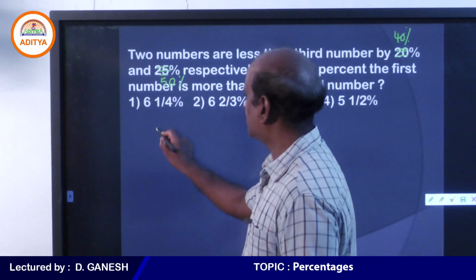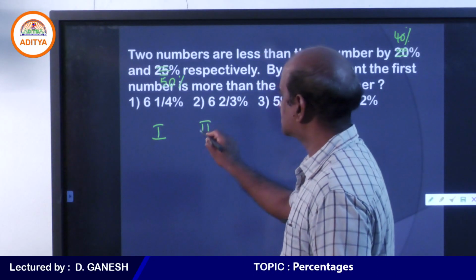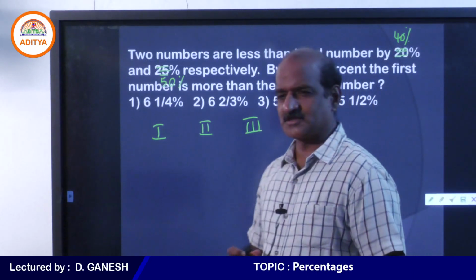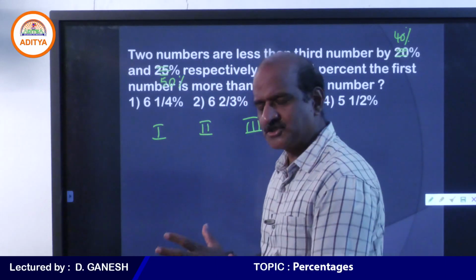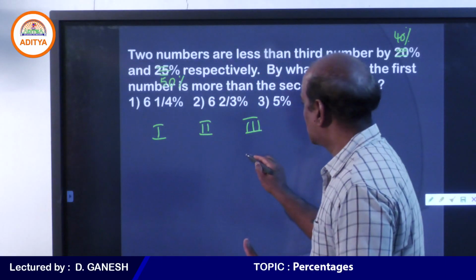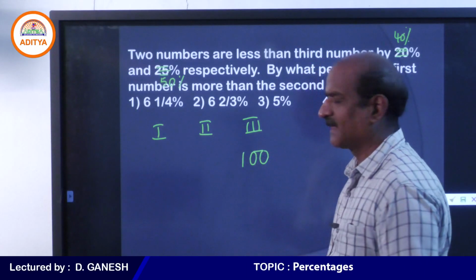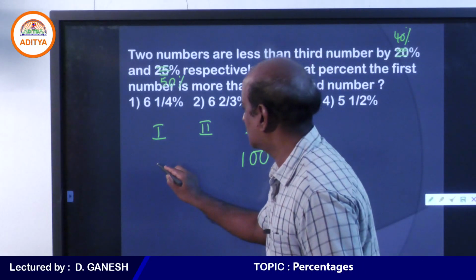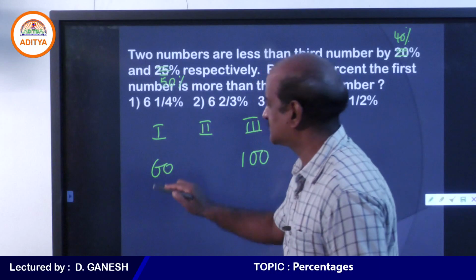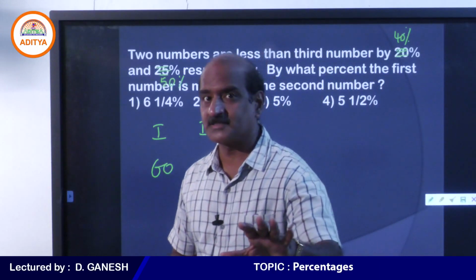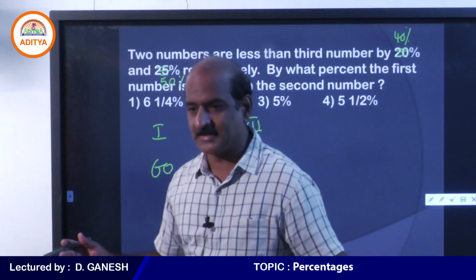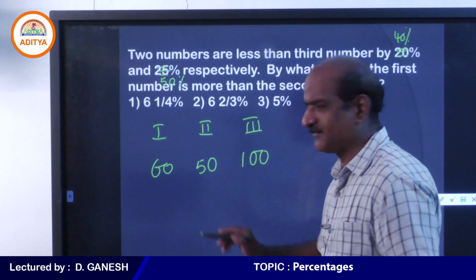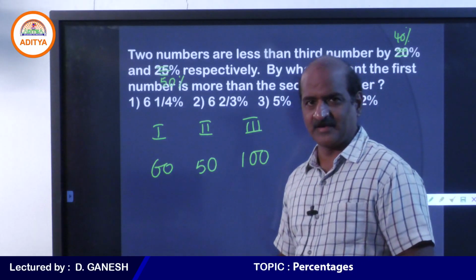Because the two numbers depend on the third one, you know how to handle this number. Yeah, carry on. Where do we have to start from? Yes students, the first two numbers depend on the third number. So let the third number be 100. Because the first number is 40% less, 40% less means 100 minus 40. You know 40% of 100 is 40. 100 minus 40 is 60. And the second number is 50% less. Therefore, the second number is 50. I hope you understand why 50.